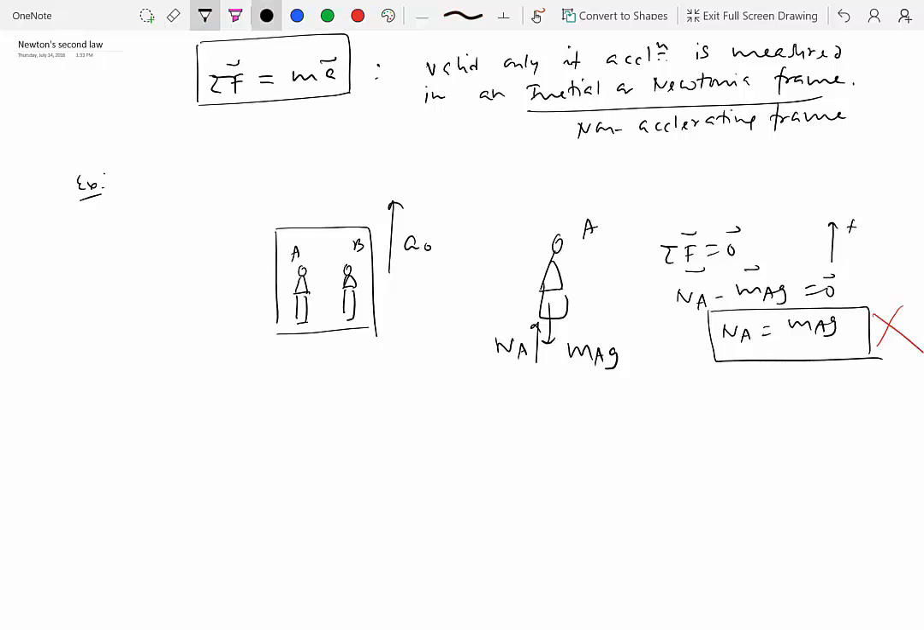So now the question is, what is wrong with this analysis? What is wrong is that your friend B is basically measuring the acceleration of you with respect to himself, and he is inside the elevator that is traveling with an acceleration. So essentially, the reference frame that is attached to measure the acceleration is actually a non-Newtonian one. This is a non-Newtonian frame, which you cannot use to apply Newton's second law.